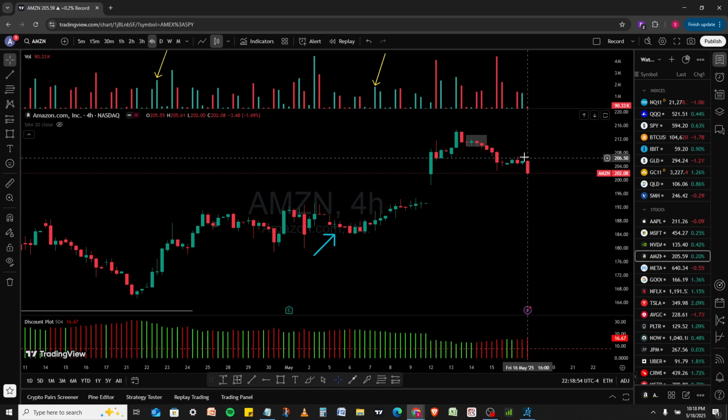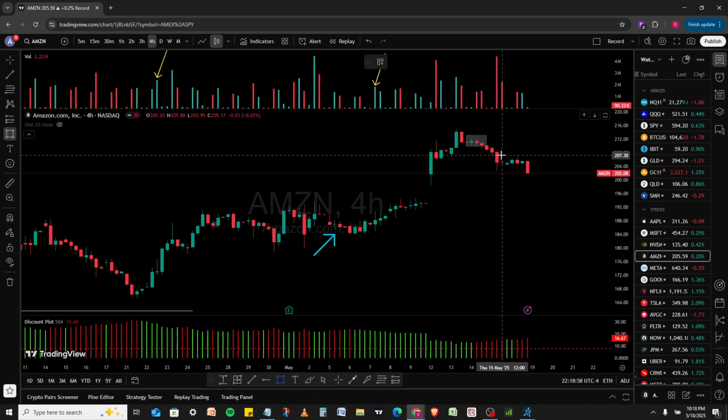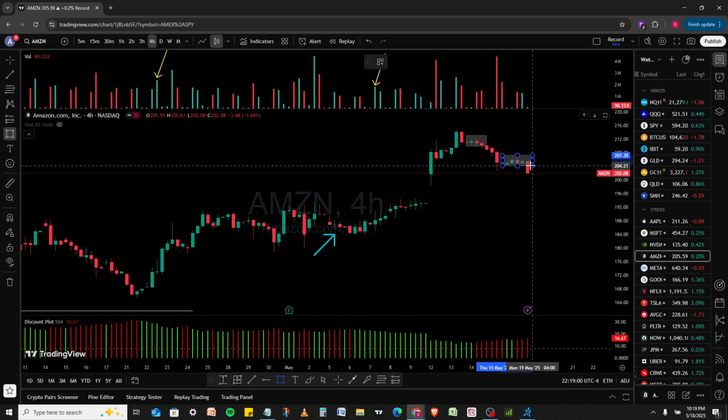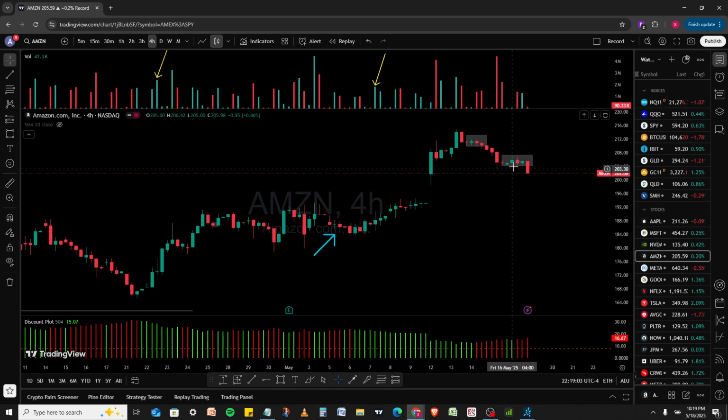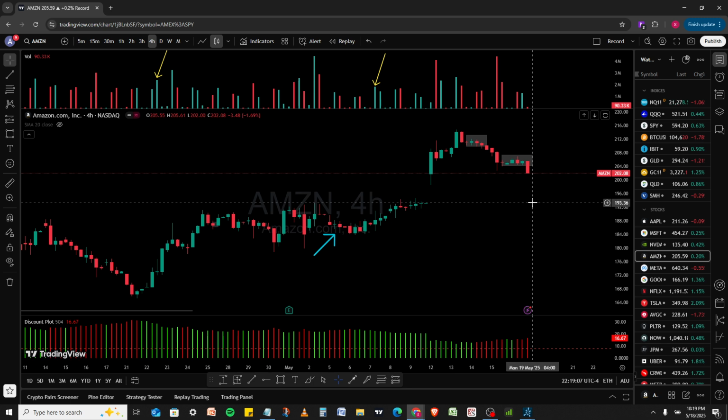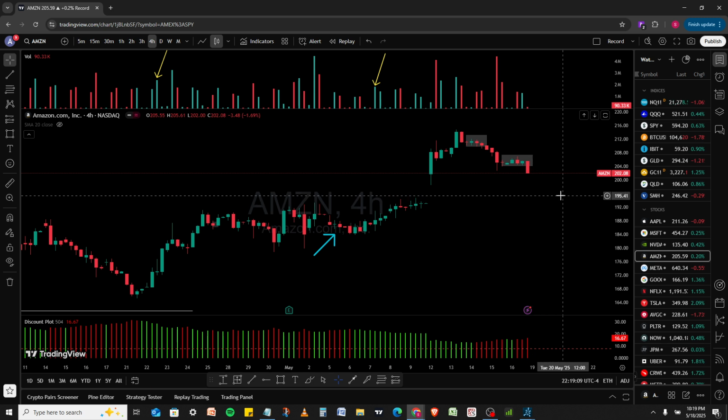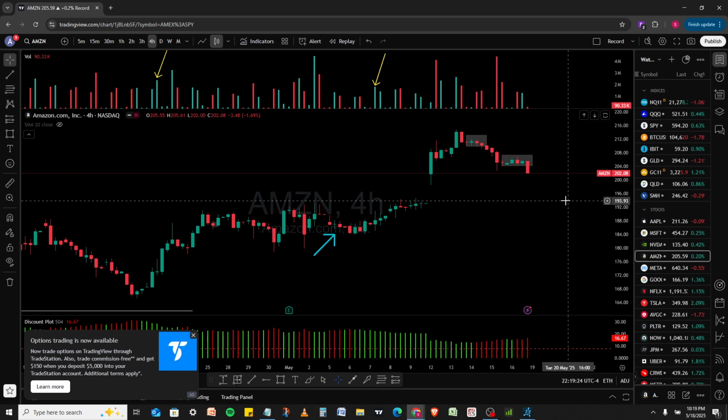Another box, if you draw it here, is also pointing to the same thing, that it wants to go lower. This box is also helping us find that the momentum is on the downside. So look for much lower levels on Amazon. And with the Moody's downgrade on Friday for the overall market, it may not help anyway. So we could see much lower levels coming in Amazon.